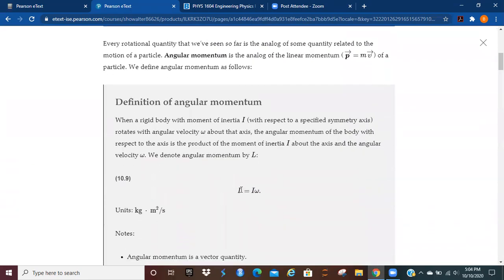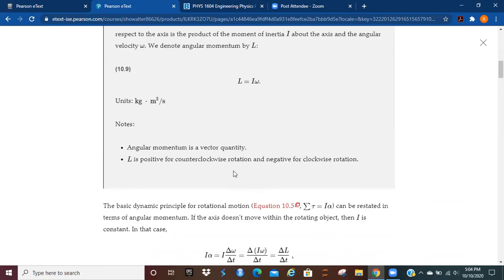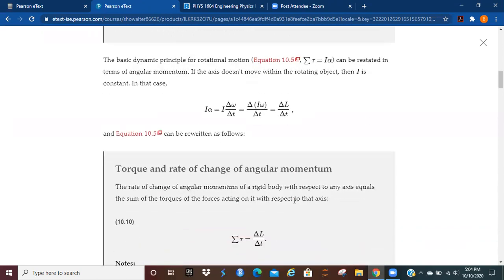So again here, angular momentum is going to be the moment of inertia times the angular velocity. The units of this are going to be kilograms times meters squared divided by seconds. This angular momentum is going to be the rotational analog of the linear momentum. The angular momentum is positive for counterclockwise rotation and negative for clockwise rotation.